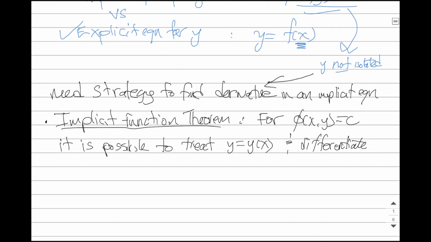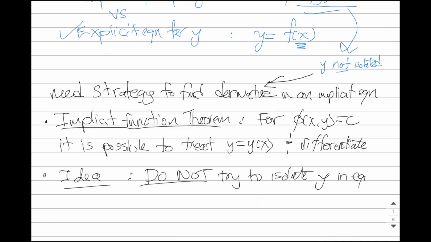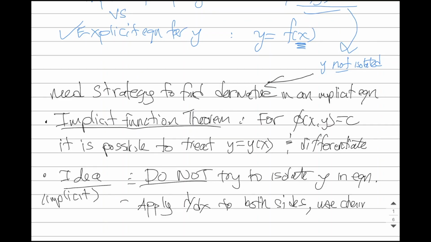Every time we see an implicit equation, we are going to treat it as though we've got a function y that's dependent on the other letter, the x, and we're going to be able to differentiate it. So the idea is we do not, and I'm trying to emphasize this, we do not try to isolate y in the equation. If we could isolate it, we would, and then we would be back to doing explicit techniques. So when we've got an implicit equation, we are instead going to apply a derivative on both sides of the equation, and then we are going to use the chain rule and others to find the y prime.